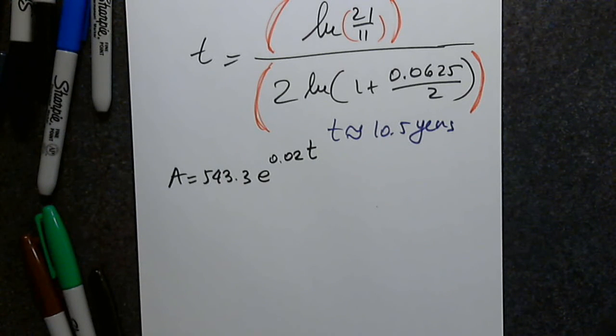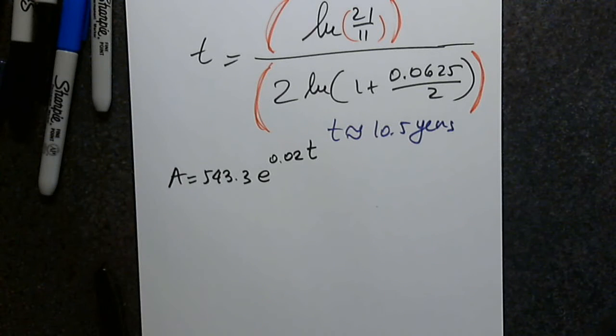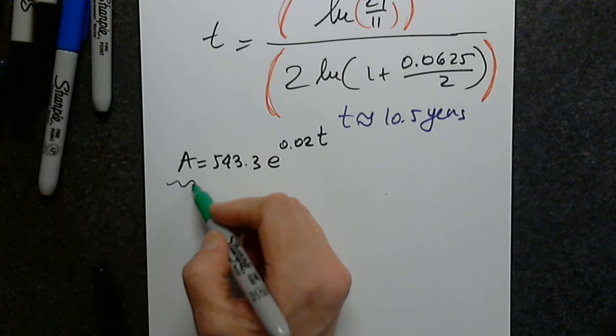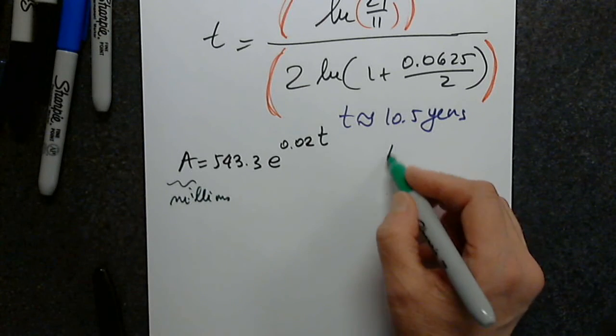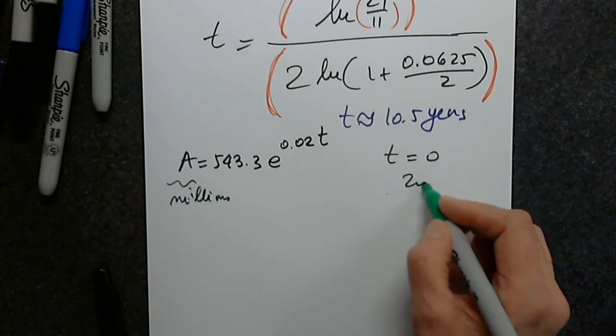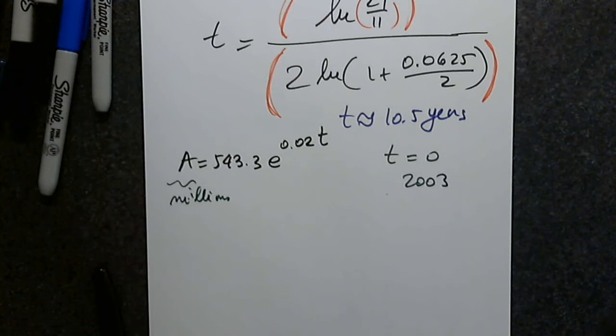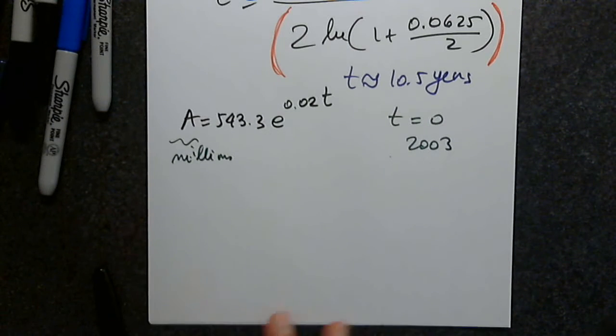So what am I doing? That was the model, and this is in millions. t is 0 for 2003, and use the model to determine when the population of the county will be 733 million. So what do we do?